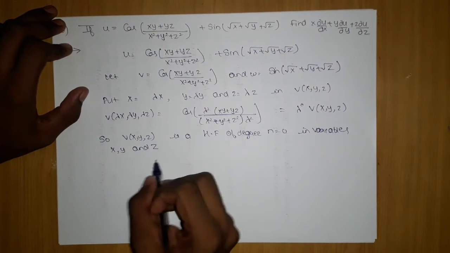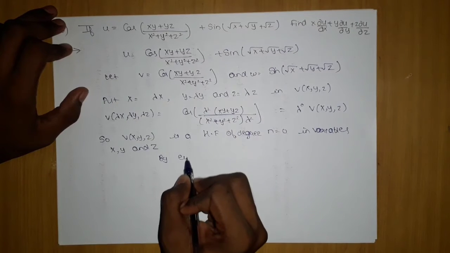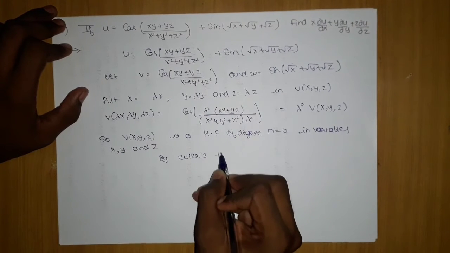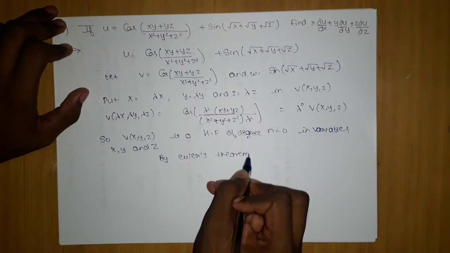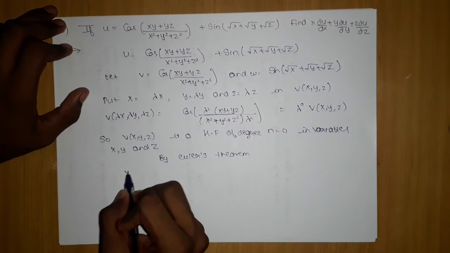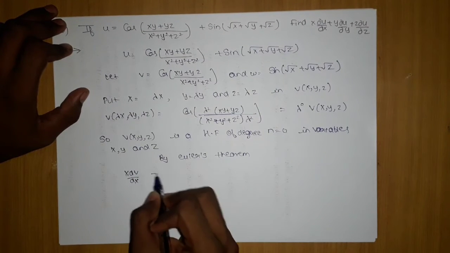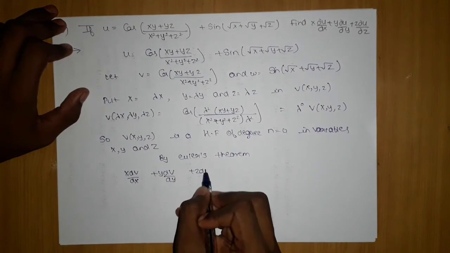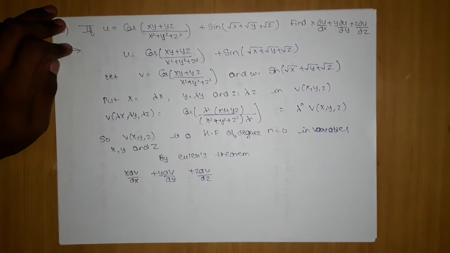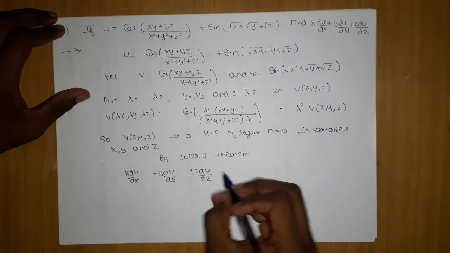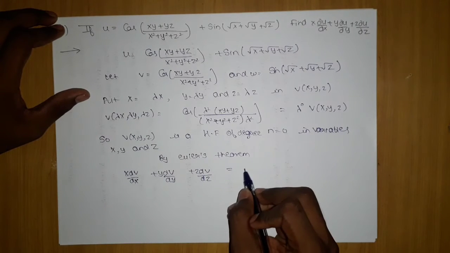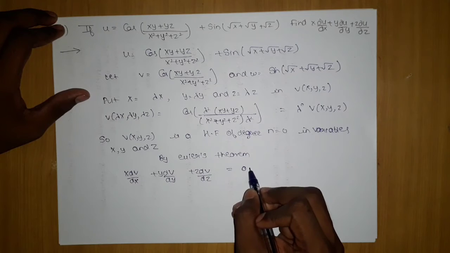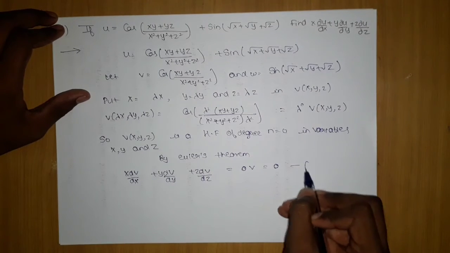Now by Euler's theorem, since we are not going with the deduction theorem, we are going to directly write by Euler's theorem x ∂v/∂x plus y ∂v/∂y plus z ∂v/∂z, which will be nothing but n times v, where the degree n is 0, so it will be 0. So let's call it a.